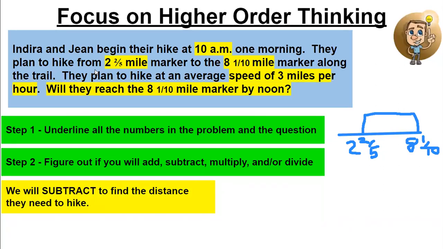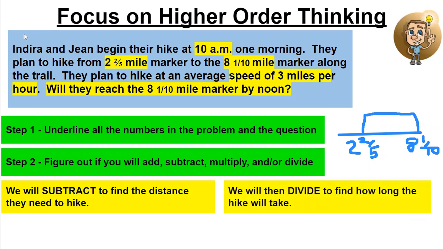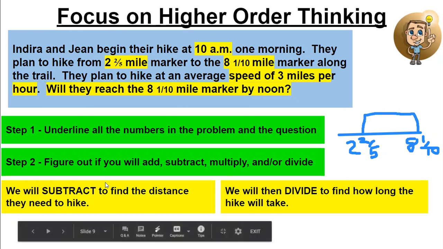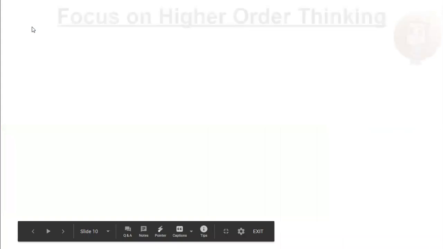What are we going to do for the second part? We have a speed of 3 miles per hour. That to me sounds like dividing. We will then divide to find how long the hike will take. If they can go 3 miles in 1 hour, and we figure out how many miles they have to go with the subtracting part, we should be able to figure out how long it will take them. Next page, let's do the calculations.